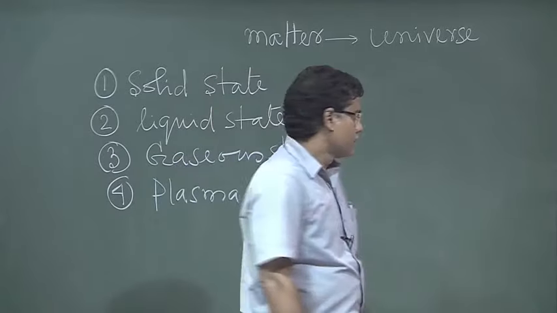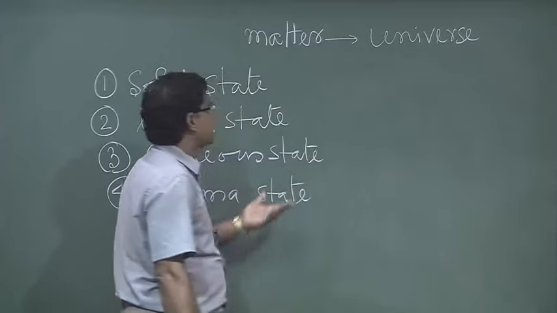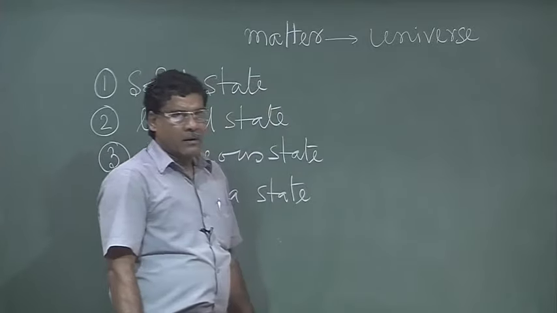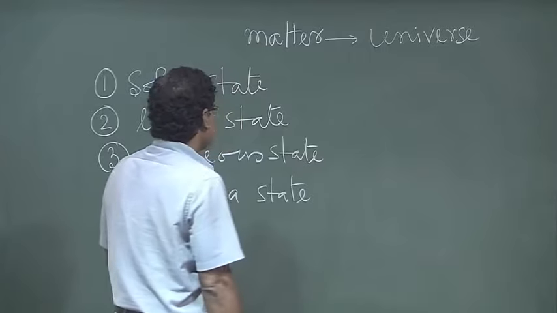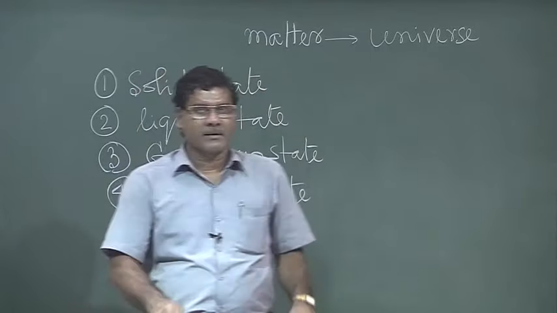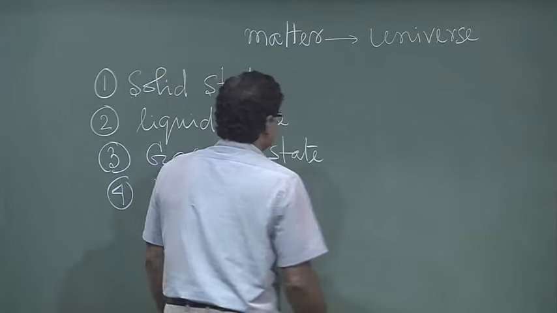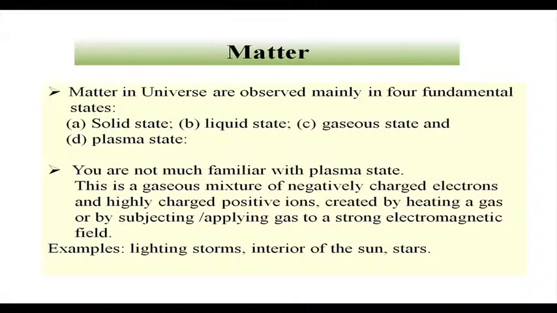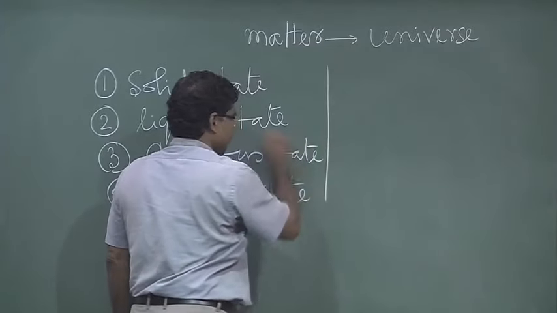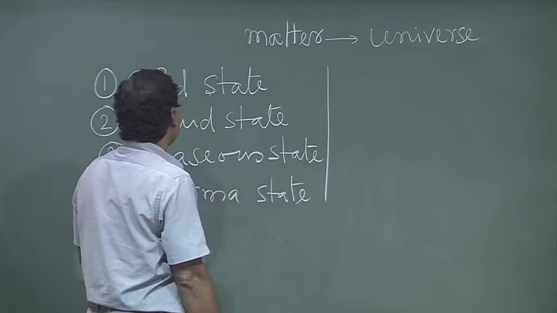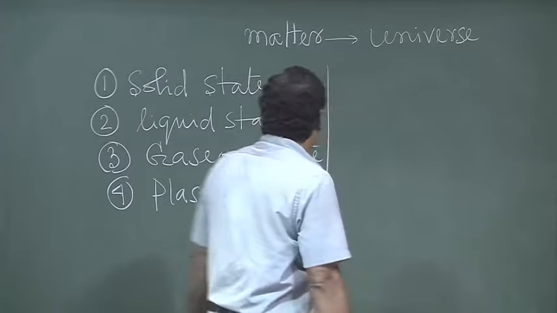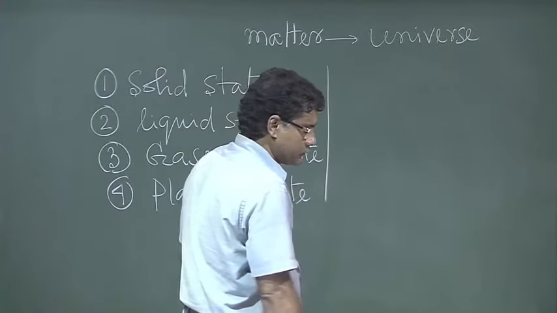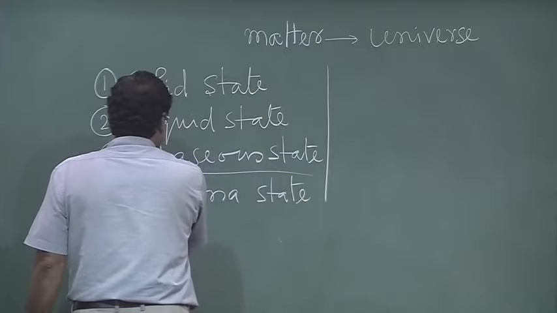So mainly in these four states we see matter in the universe, but there are some other states of matter under some extreme conditions, which are not found in nature, but one can artificially create some other states also. However, we will concentrate our discussion on this fourth state, and then we'll come back to the solid state. So solid state, liquid state and gaseous state, these are quite familiar to you, but plasma state is not much familiar to us.